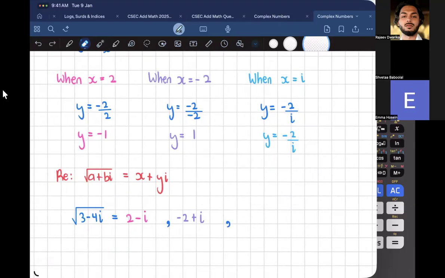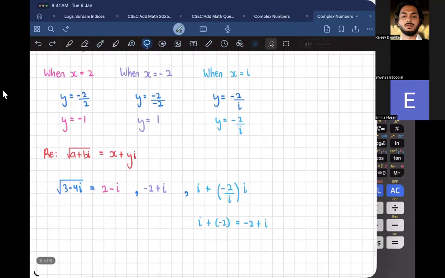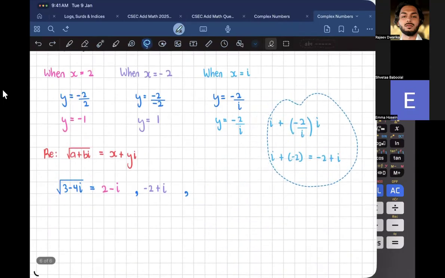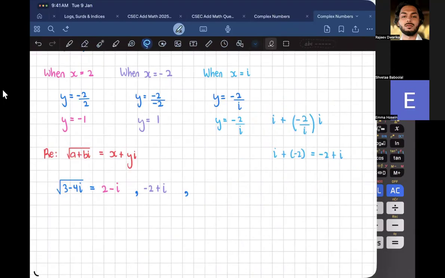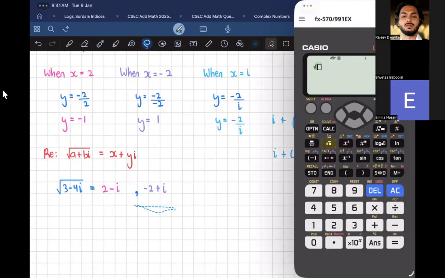But you still want to have this piece of working somewhere to the side, because you don't want to discard it altogether. But because you've got the answer already over here, you're not going to write it back again. You understand? Right, so let's find the square root of 3 minus 4i.